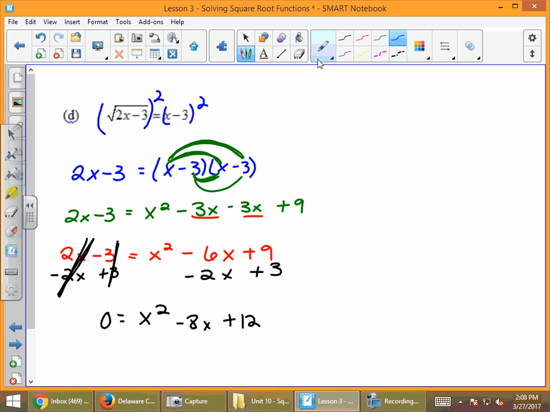Split the middle method. So technically, we have a 1 out in front. Multiply your first and last. 1 times 12 is 12. The shortcut is just the back number, since there's a 1 out in front.